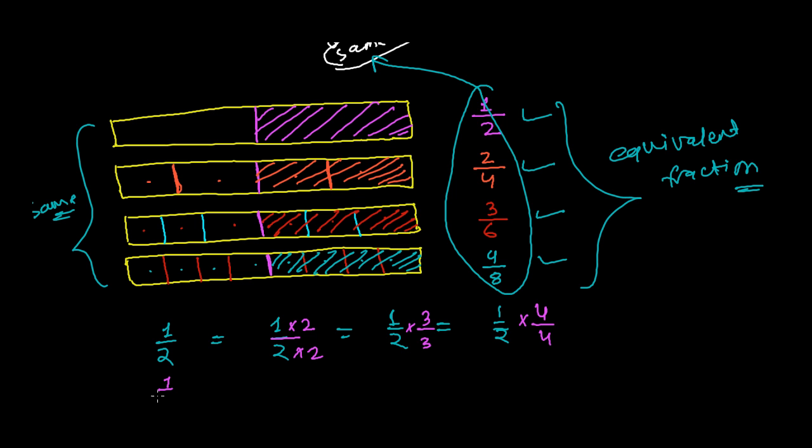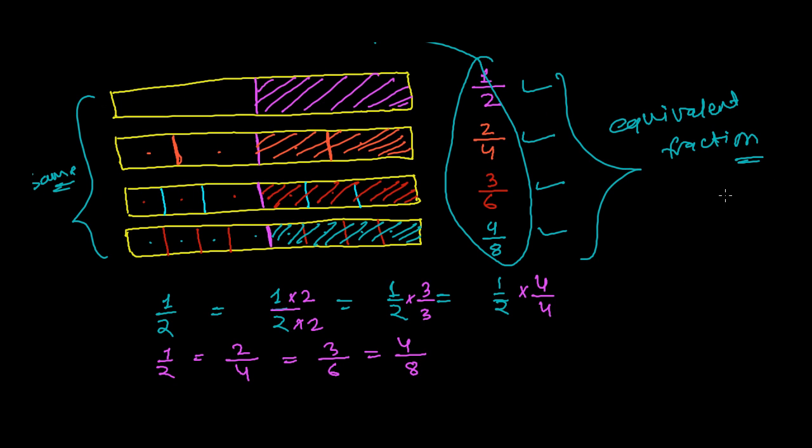So this is 1 by 2, and 1 times 2, that is 2, and 2 times 2, that is 4, and again 1 times 3, that is 3, and 2 times 3, that is 6, and here 1 times 4, that is 4, and 2 times 4, that is 8. So what did we get here? We get that 1 by 2 is of the same value as 2 by 4, the same value as 3 by 6, and the same value as 4 by 8.